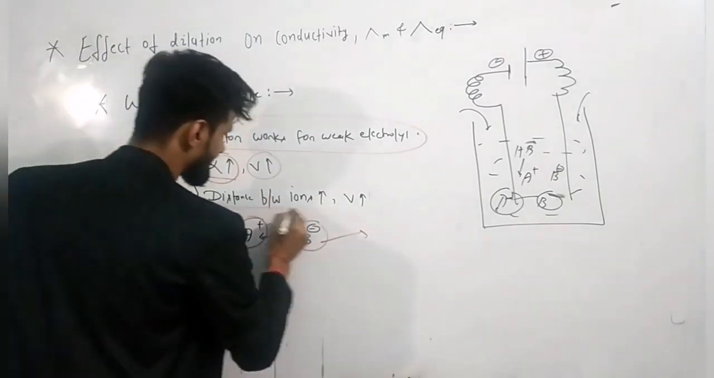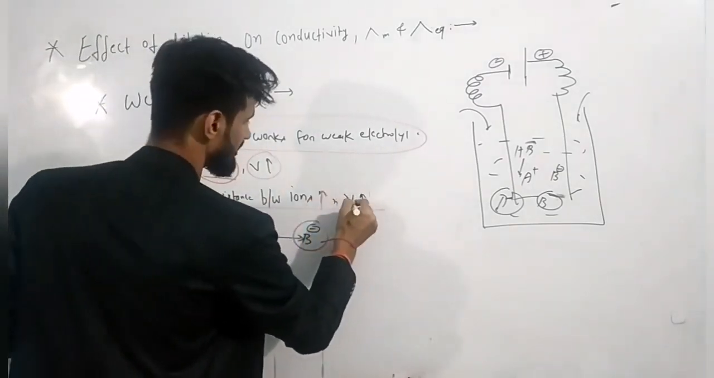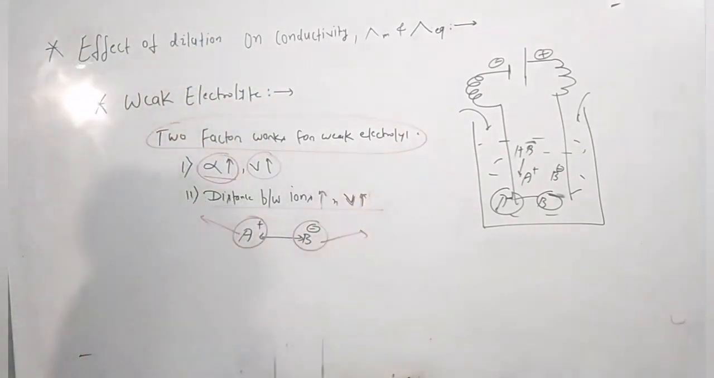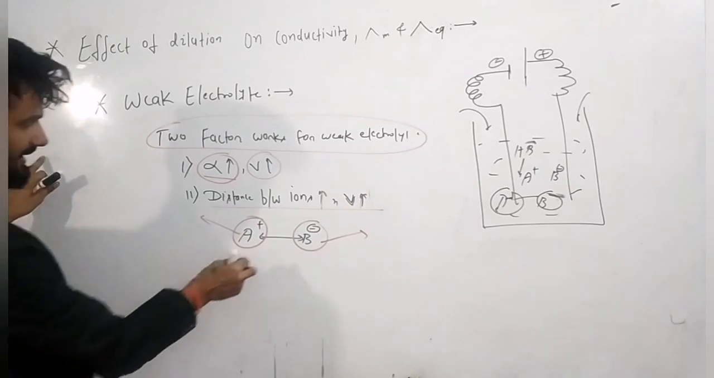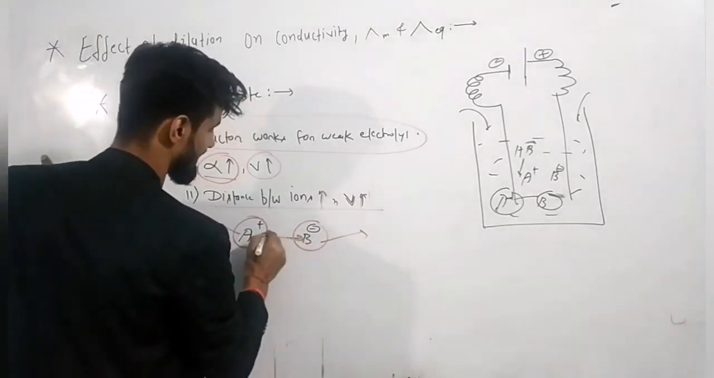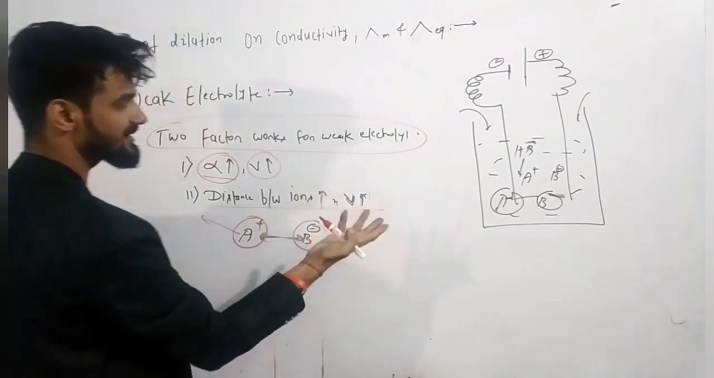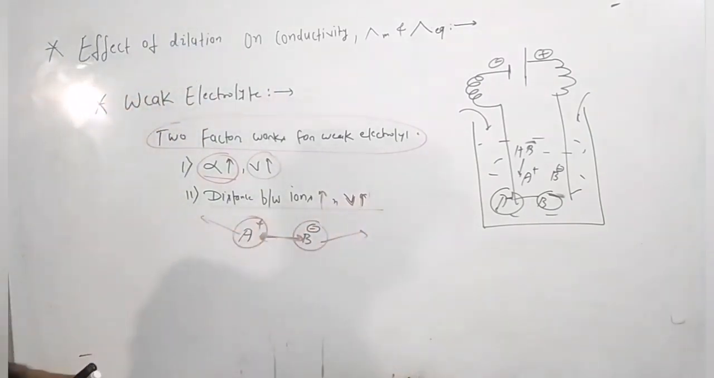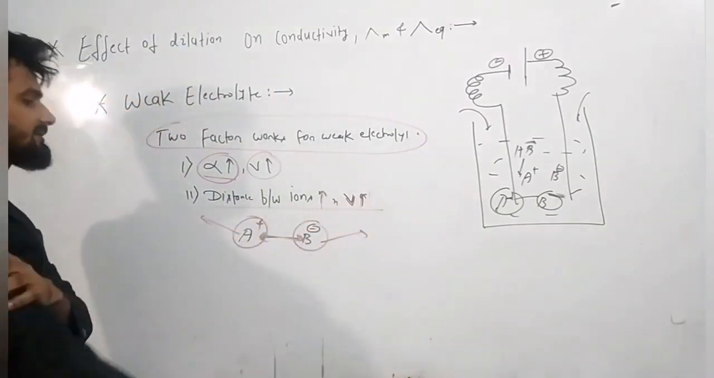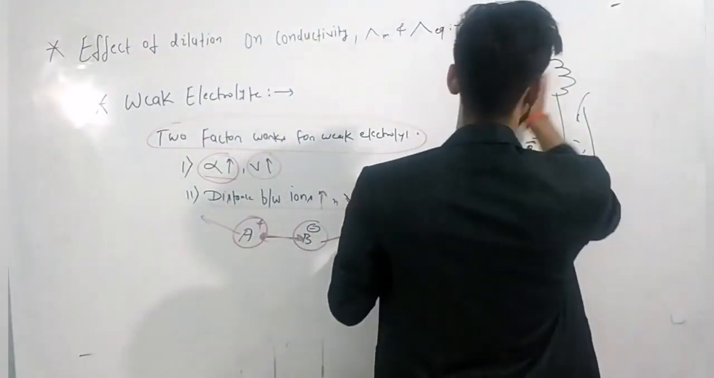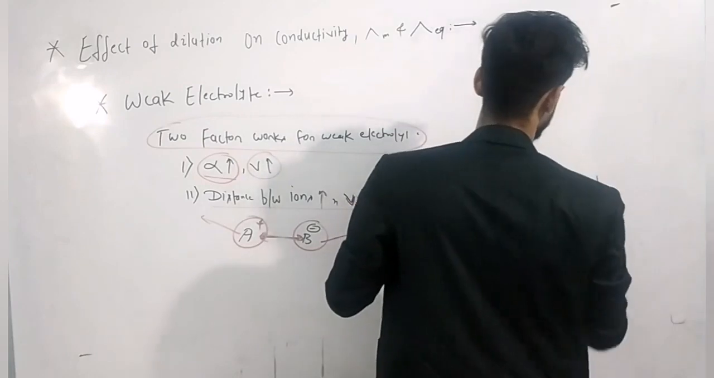Now the distance between ions increases due to the increase in volume, or due to dilution, so the force of attraction between cations and anions will decrease, and due to this the migration of ions will increase, which causes an increase in the value of equivalent conductance and molar conductance. So my dear students, here there are 2 factors, the 2 driving forces that are working in the case of weak electrolyte.